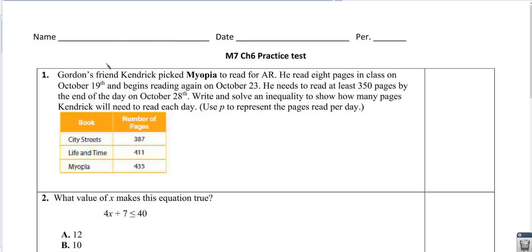He read 8 pages on October the 19th. He begins reading again on October 23rd. He has to read at least 350 pages by the end of the day, October 28th. We're going to figure out how much he needs to read each day.